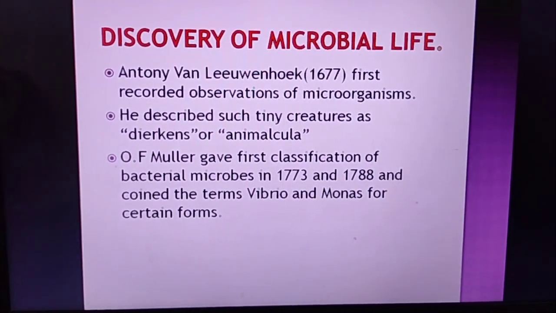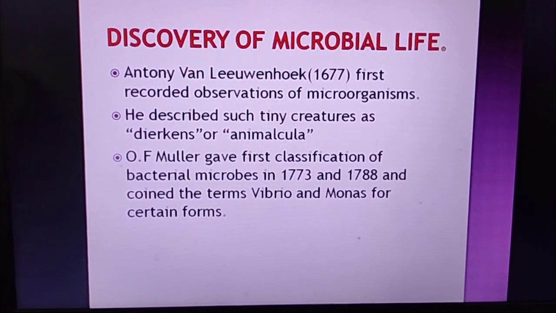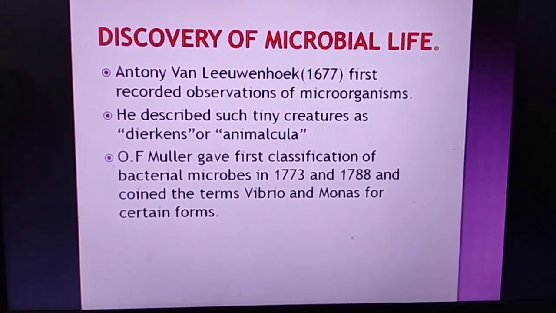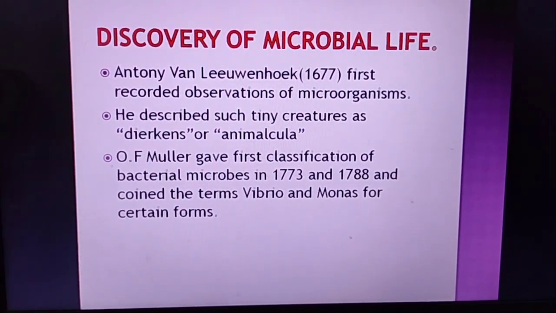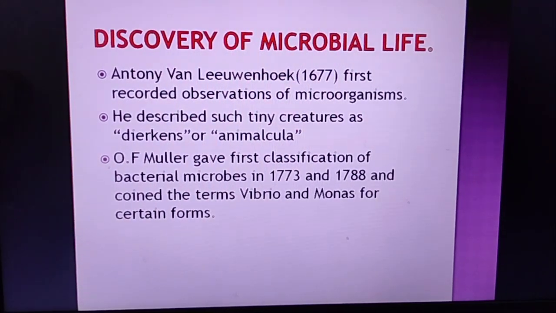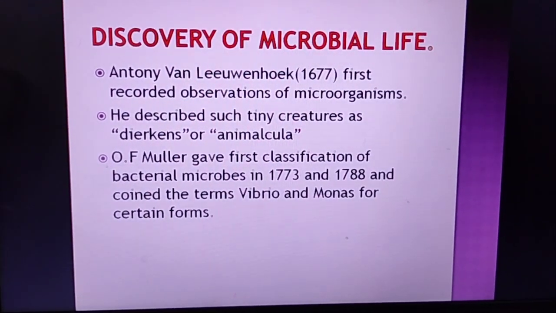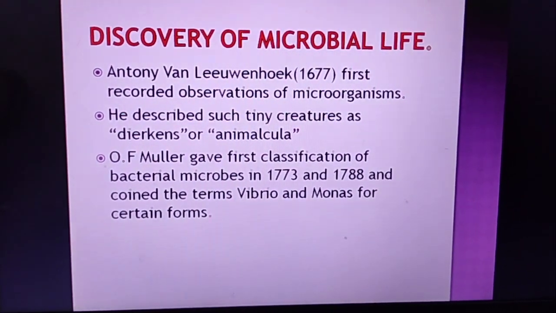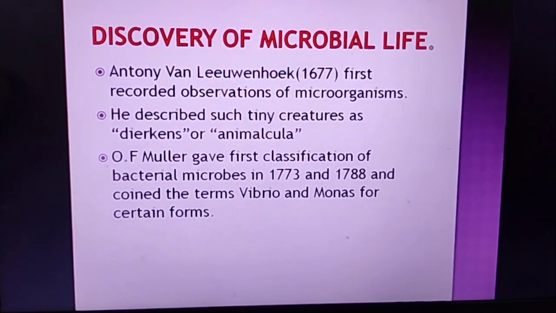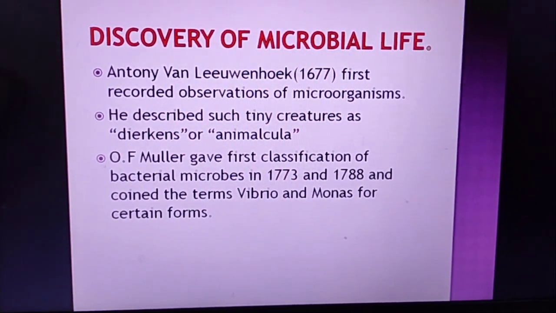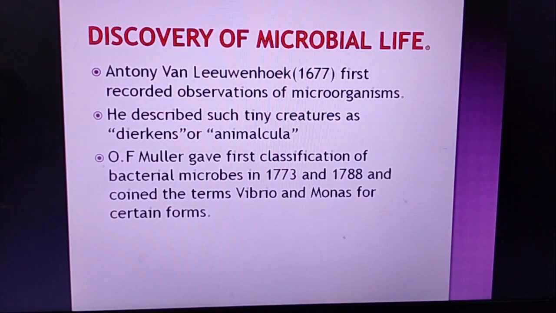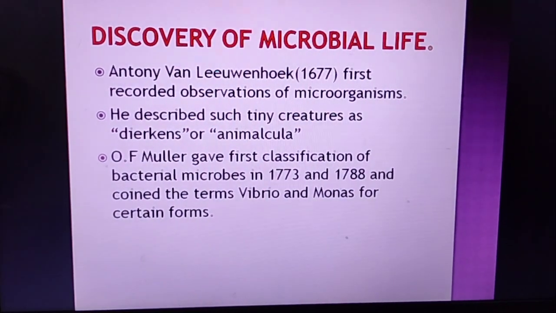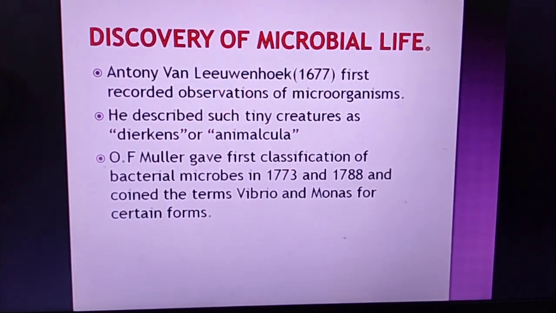Now, what were the other things which developed during this time? The first discovery was of microbial life. A scientist named Antony van Leeuwenhoek, in 1677, first recorded observations of microorganisms. He described such tiny creatures as animalcula. So he was the first person to observe microorganisms, and he named these tiny creatures animalcula.